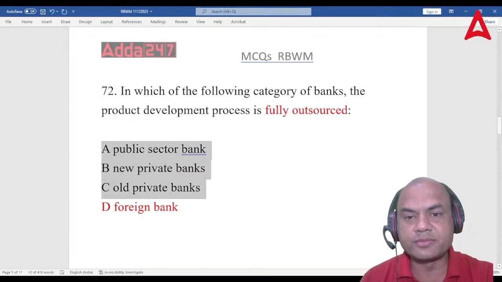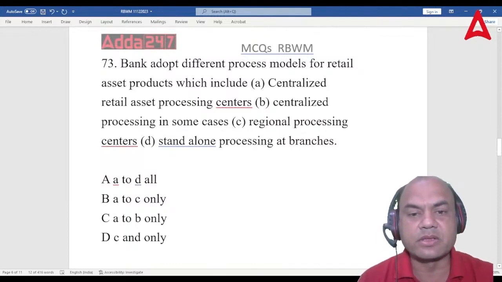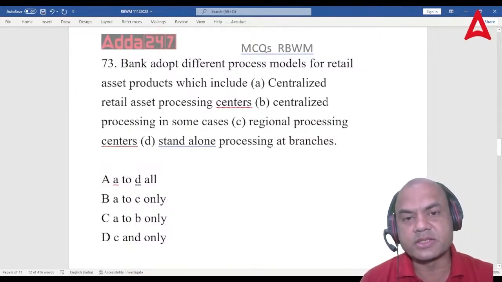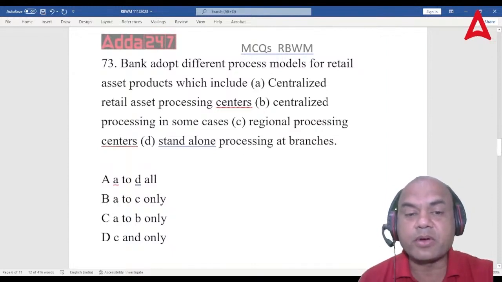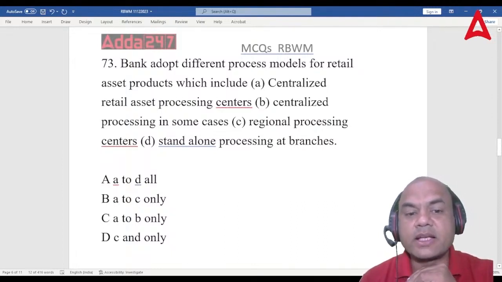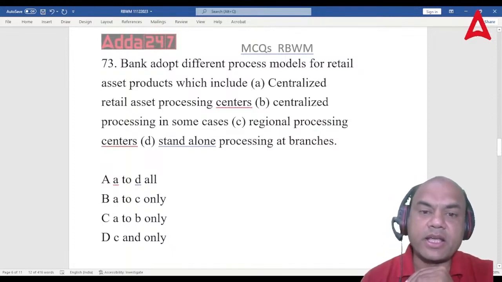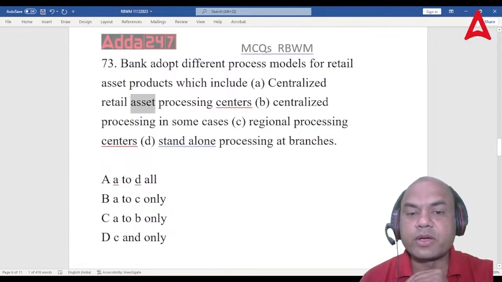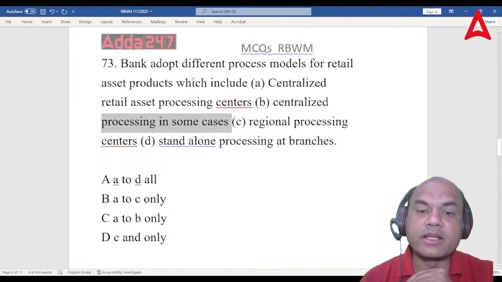Chalo, let's move on to the next one. Banks adopt different process models for retail asset products, which include centralized retail asset processing centers, centralized processing in some cases, regional processing centers, and standalone processing at branches. The difference between A and B is that in A we are only focusing on asset loans, but here we are focusing on loans as well as deposits, assets and liabilities both.